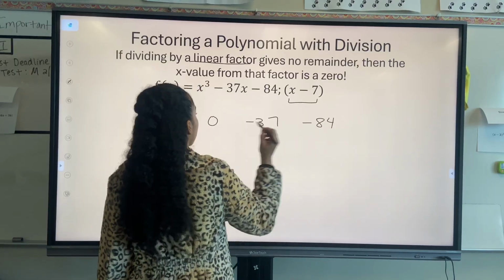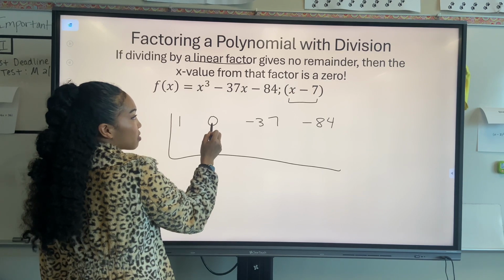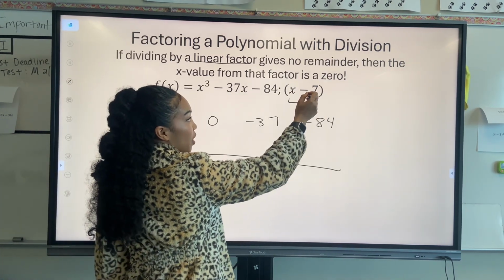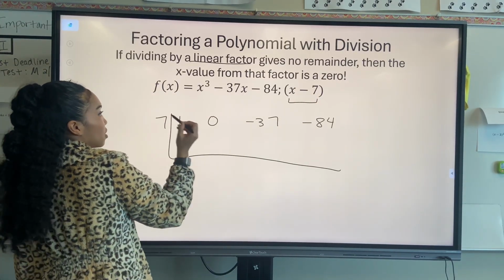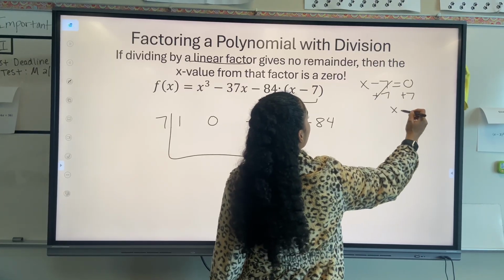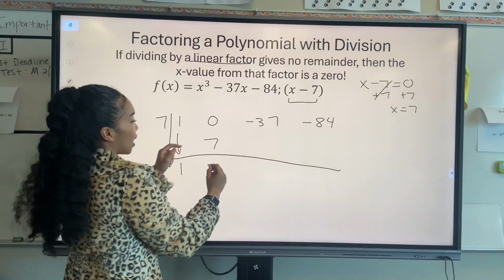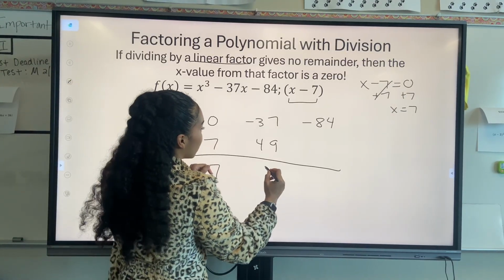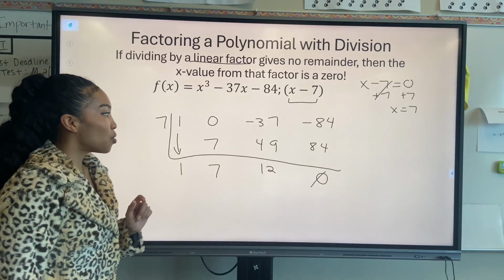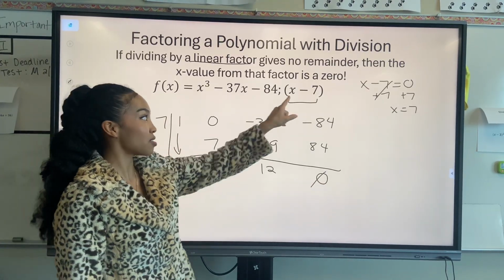If you did synthetic division, notice it's missing the x squared term, so you needed to put a 0 in its place. The number that goes here is the 0, not the factor. So the 0 that corresponds with this factor is 7. You get that by saying x minus 7 equals 0 and solving. So you get x equals 7. That's what goes out here. So you bring down the 1, multiply, add. Multiply, add. This is 12. Multiply, you get 0. So because your remainder was 0, this is a 0, and this is a factor.